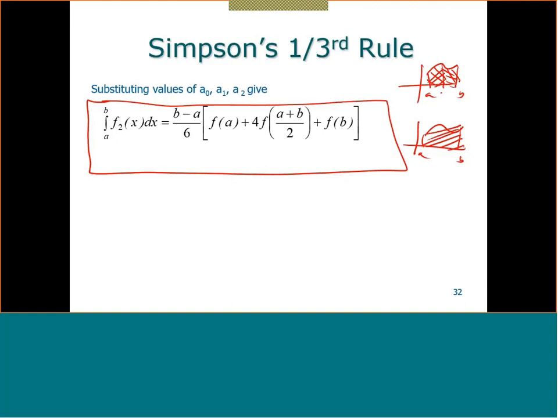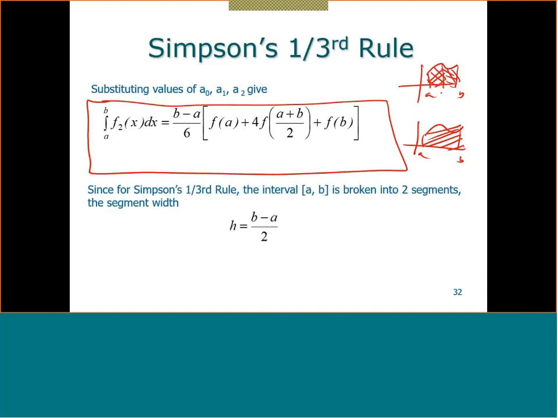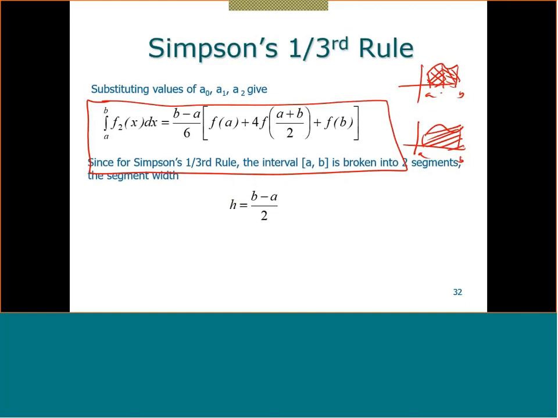Okay, so this is the formula that we will have, and this is your h, b minus a over 2. Why over 2? Because we have 2 segments here. So your h is equal to b minus a over 2, and you can write down the formula in terms of h. Okay, but remember, I'm assuming that I defined only one formula from a to b.